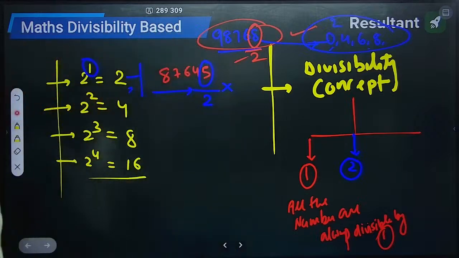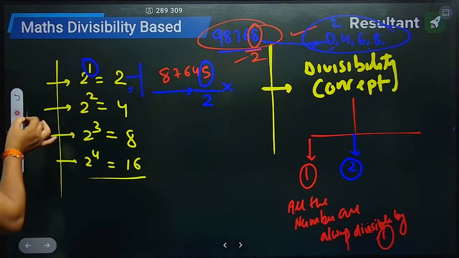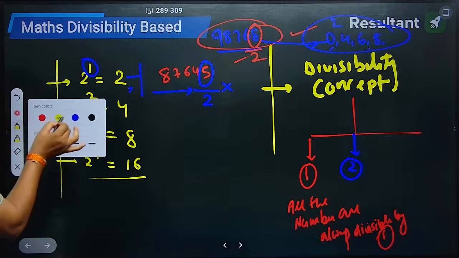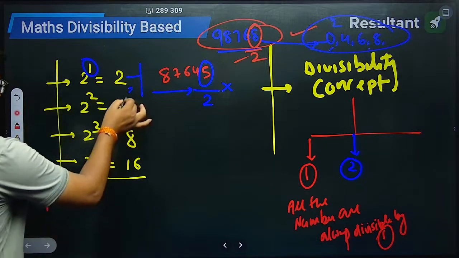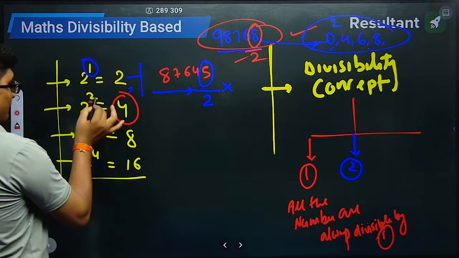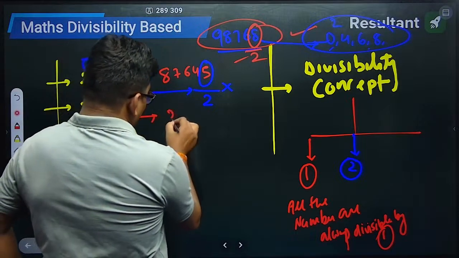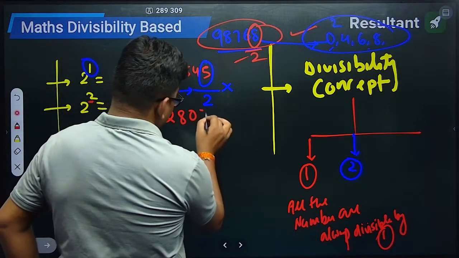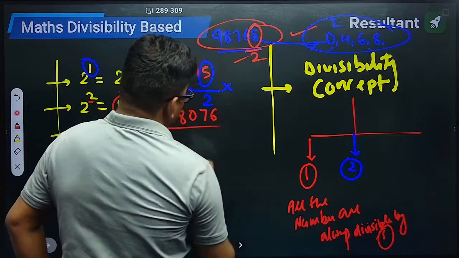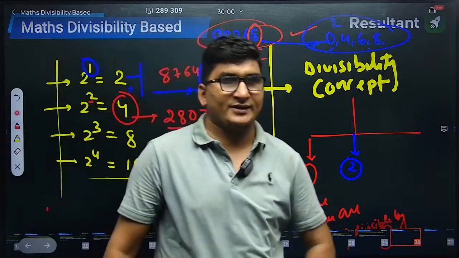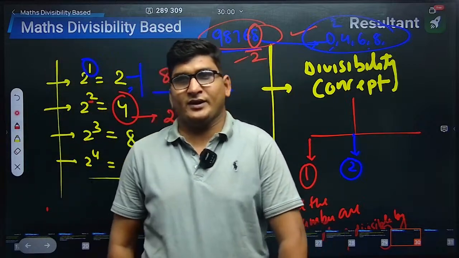Come back. Then the examiner wants to know what will be the divisibility of 4. So divisibility by 4 depends on the last 2 digits of any number. So now we will check one thing here. 28076: will this number be divisible by 4 or not? Then what will you do and how will you check it?